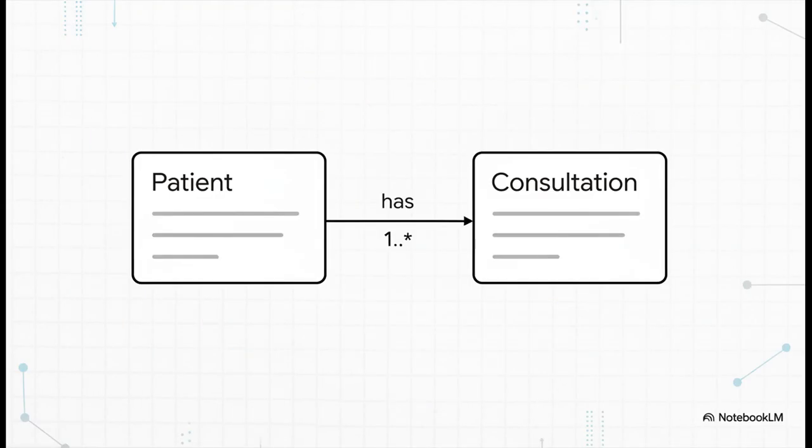And the main tool for this is the class diagram. Now, if you've done any object-oriented programming, you know what a class is. If not, just think of it as a blueprint for creating things, or objects. For example, you might have a patient class. That class would define all the things a patient has, like a name and a birthday, and all the things a patient can do, like schedule an appointment. A class diagram just shows us all these different blueprints and how they're connected to each other.